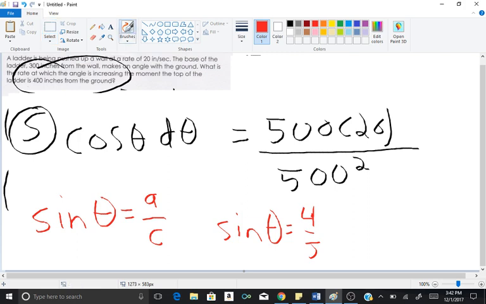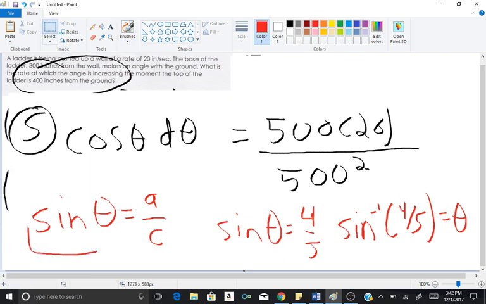Now, theta is an angle. So what we're going to have to do to find theta is we're going to have to do inverse trig. So inverse sine of 4 over 5 equals theta. And we're going to have to use our calculator there to find the inverse sine of 4 over 5. So let me find my calculator here real quick. Make sure you're in radian mode. When I put in inverse sine of 4 over 5, I get 0.927. All right, so theta is going to be 0.927.